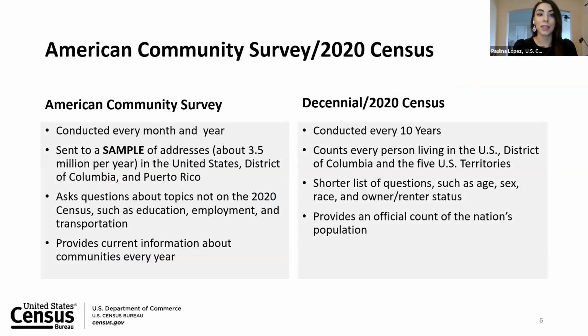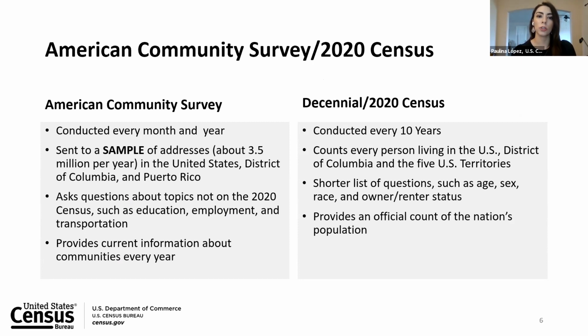So I do want to make the distinction between the American Community Survey and the 2020 decennial census information that we have available. The American Community Survey is conducted every month and year. So we are out there in the field conducting the survey every year. It is sent to only a sample of the population, so about 3.5 million addresses or households are chosen per year to fill out the American Community Survey.